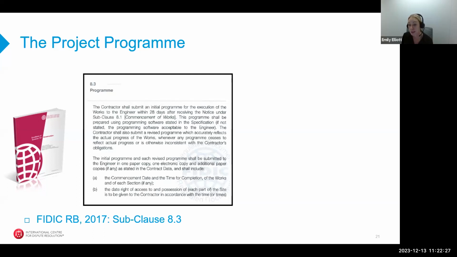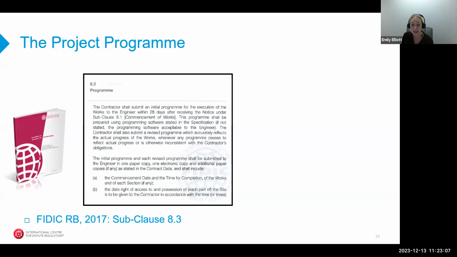So it provides a linkage between activities which the contractor is required to complete in order to avoid delays to completion. So you'll see an example of subclause 8.3 of the 2017 FIDIC Red Book on the screen here, which states that the contractor shall submit a detailed program to the engineer within 28 days after receiving the notice under subclause 8.1 commencement of the works. The contractor shall also submit a revised program whenever the previous program is inconsistent with actual progress of the contractor's obligations. Each program shall include, and it goes on to list lengthy requirements, which I don't intend to read aloud in the interest of time.